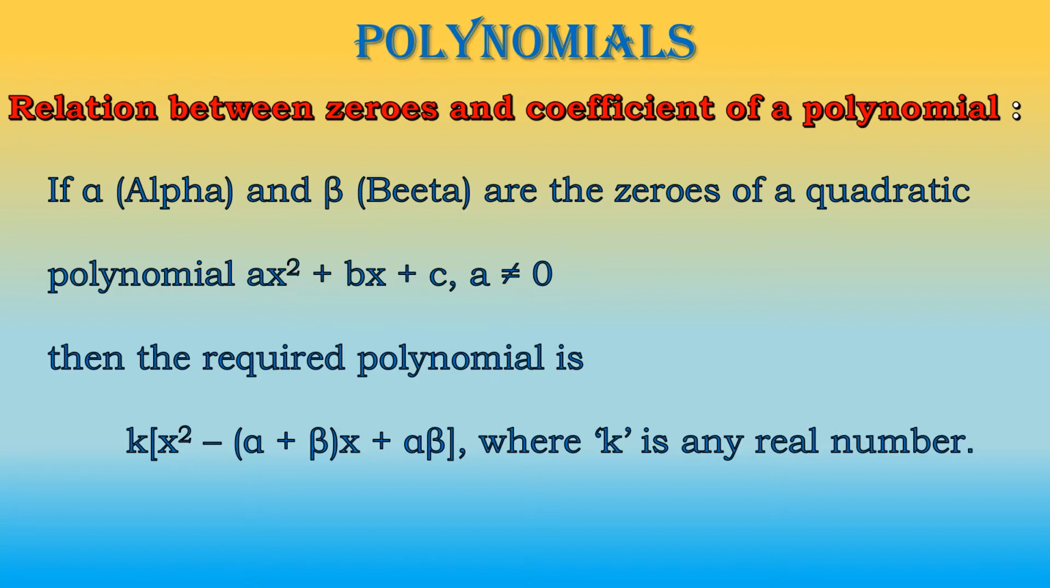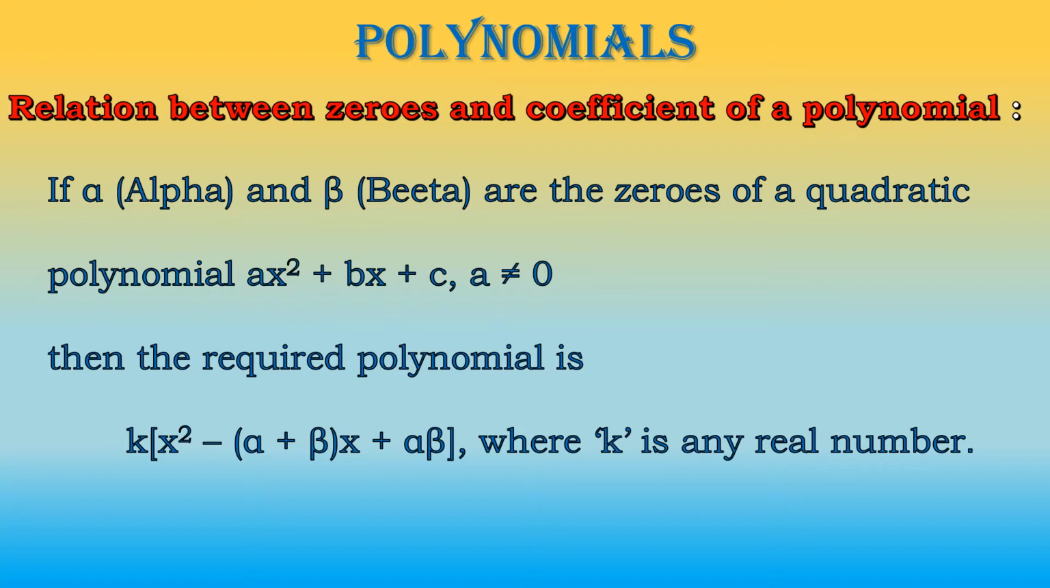What is this? We know when a quadratic polynomial is given, how to find the zeros. Today we are going to learn when zeros are given, how to find the quadratic polynomial. When the question is given, we know how to find the answers. Now the answer is given, how to find the question? That we are learning here.